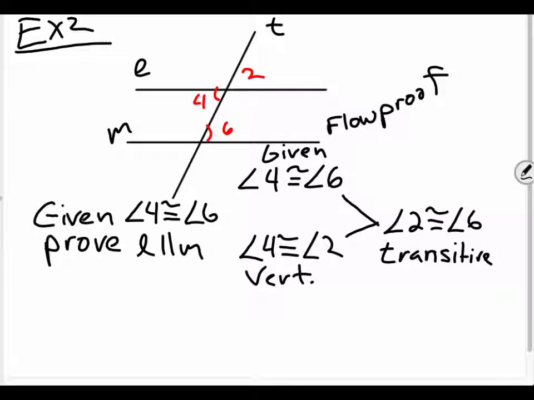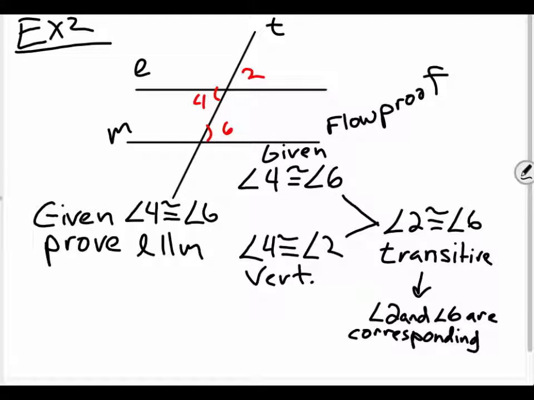Well, what did they want us to prove? The L is parallel to M. Well, we just learned that corresponding angles can prove parallel lines. So, aren't 2 and 6 parallel? So you could come down here and say angle 2 and angle 6 are corresponding and congruent. So L is parallel to M.